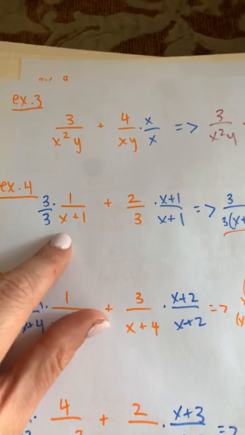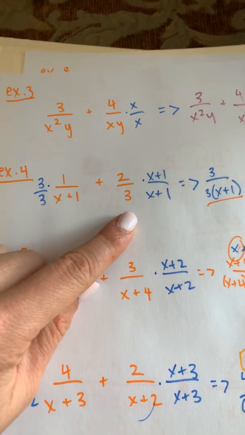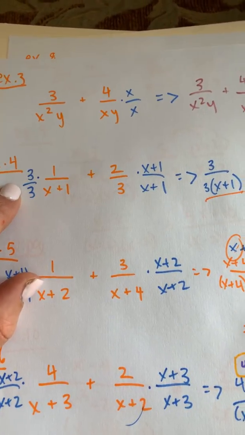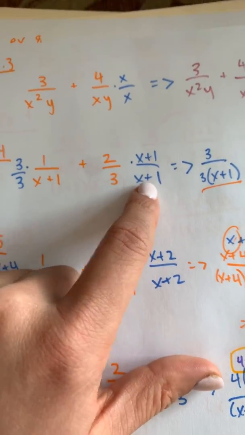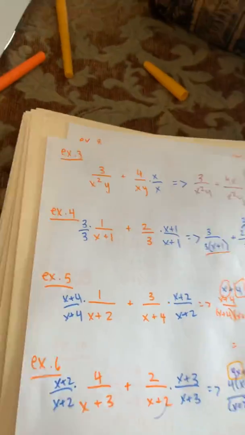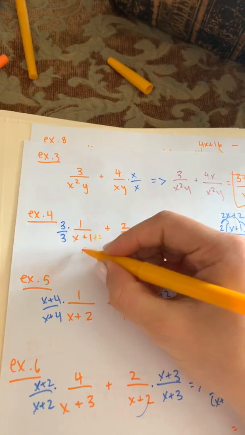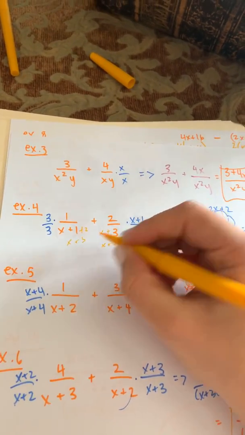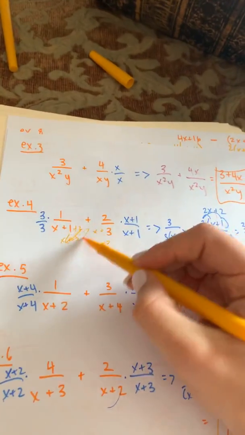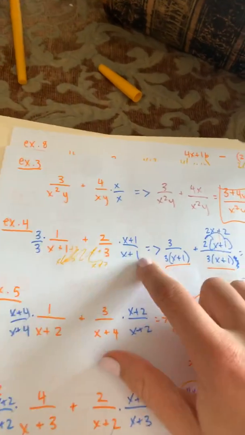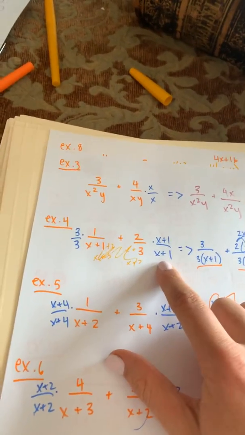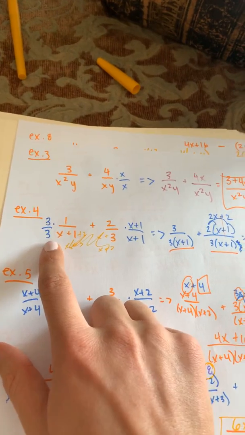But if I have 1 over x plus 1 and 2 over 3, this side needs the 3 over 3. This side needs the x plus 1 over x plus 1. You aren't allowed to just say, oh, plus 2 and x plus 3 and x plus 3. No. Can't do that. So you really have to give what the other one has. So she needed x plus 1 over x plus 1. He needed 3 over 3.